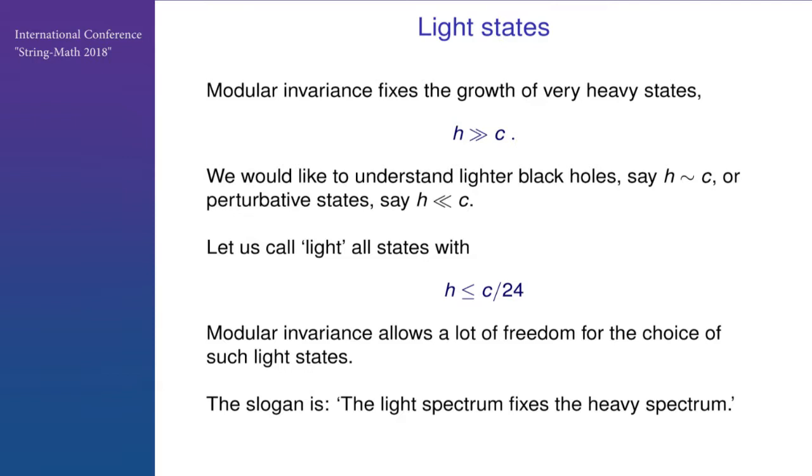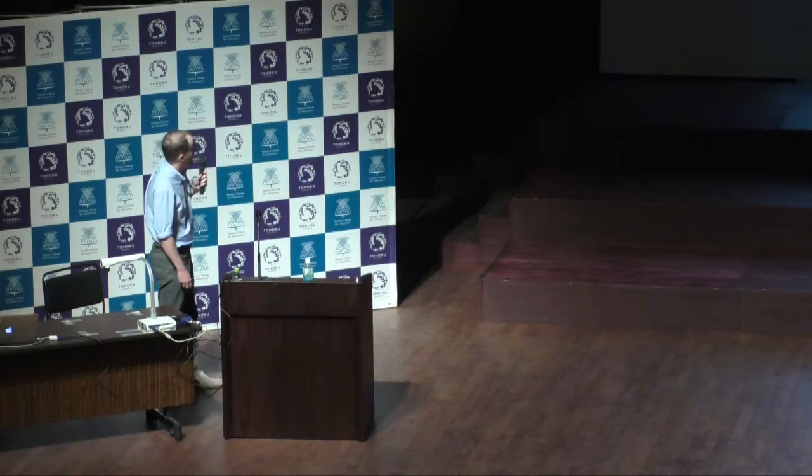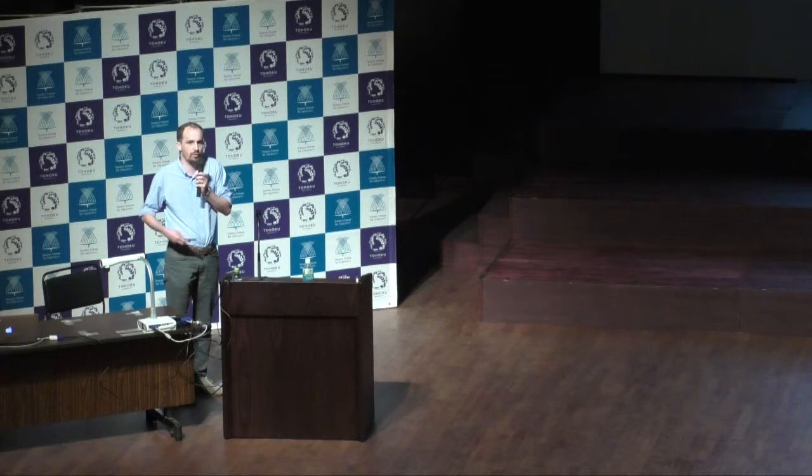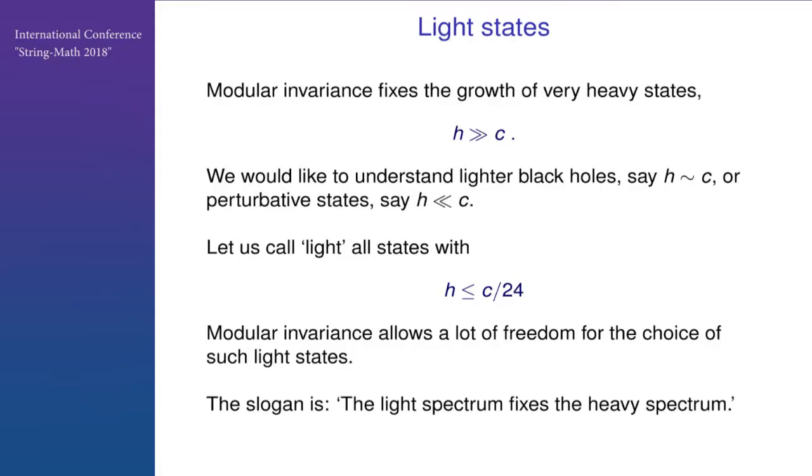So the point is that this Cardy formula is universally valid for very heavy states. So basically what this tells us is that modular invariance essentially fixes the heavy part of the spectrum, the heavy states. But it does not really fix the light spectrum. So potentially, even though the partition function has to be modular invariant, we have a lot of choice for the light states of the spectrum. There is some sort of slogan which, in some cases, is actually correct. In other cases, it's only morally correct. And the slogan is something like: the light spectrum fixes the heavy spectrum.